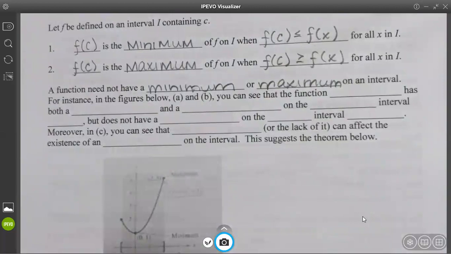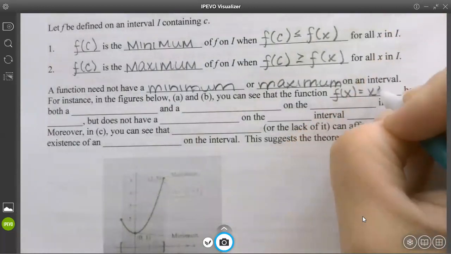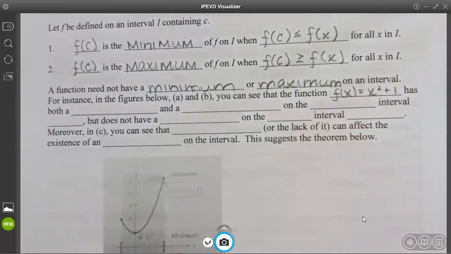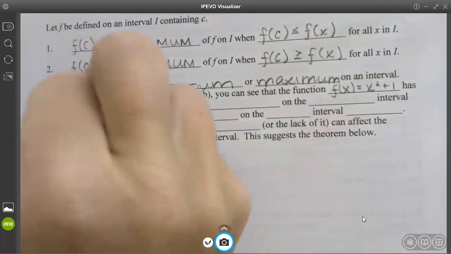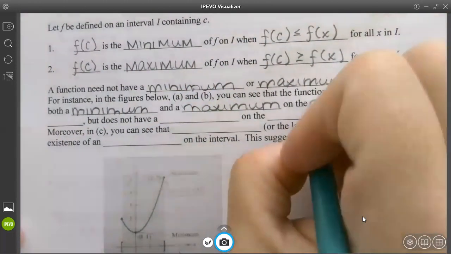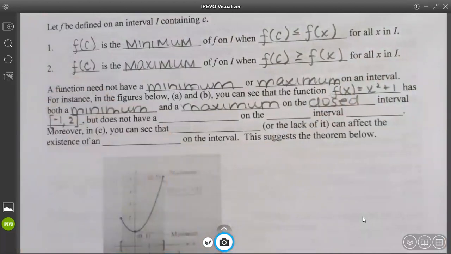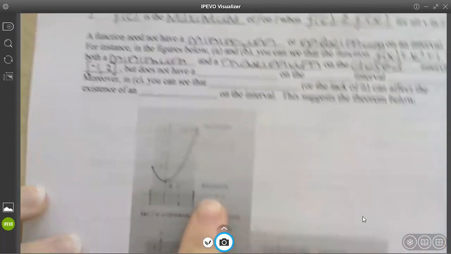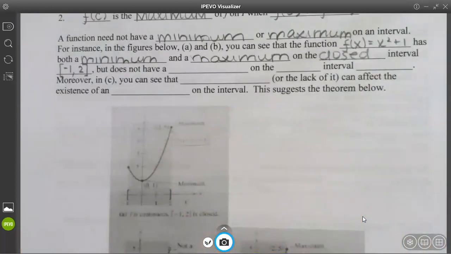On an interval, for instance, in the figures below, A and B, you can see the function f of x equals x squared plus 1 has both a minimum and a maximum on the closed interval -1 to 2. And closed just means it has brackets. And that's this one where it's showing you, and I'll move it back, sorry. This bottom point is going to be your minimum and up here is going to be your maximum on that interval, okay? If it was all real numbers, like it didn't specify that interval, then that would definitely not be your maximum, okay? It's just your maximum because they stopped it.